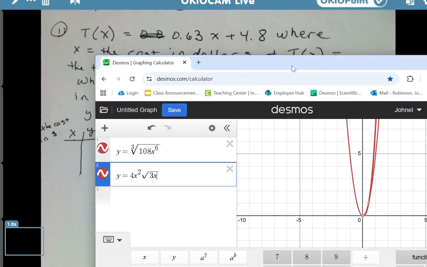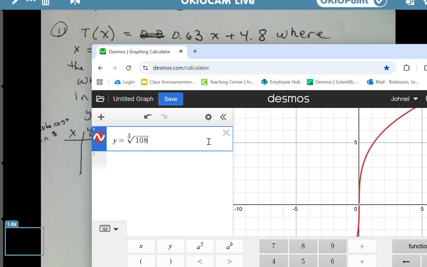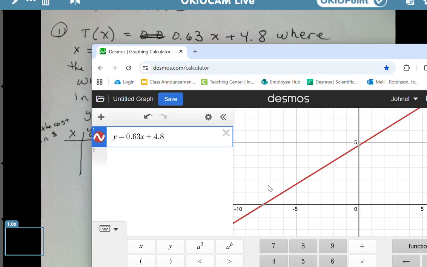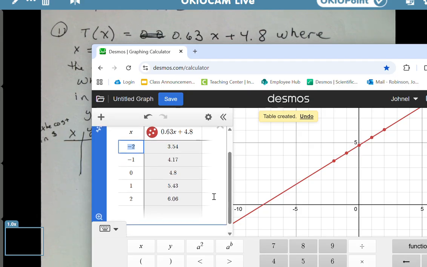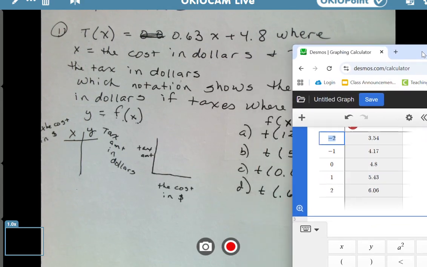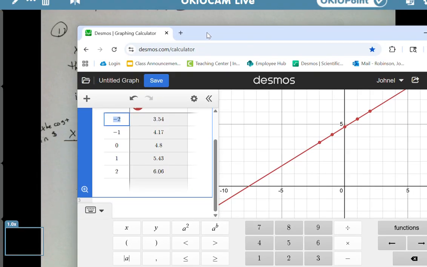And we're going to enter the function y equals 0.63x plus 4.8. Alright, so here's the line. I'm going to press this little settings and get the table. And I have some values here. Okay, now look. These values are not what we need.